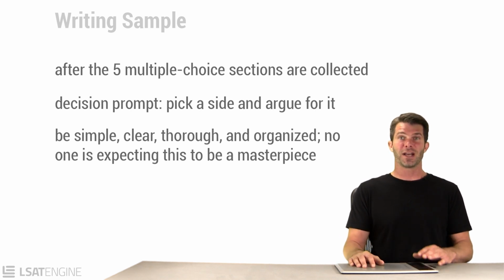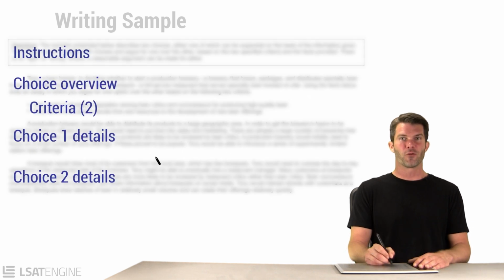Let's go ahead and take a look at an actual writing sample. The format of the writing sample is consistent from test to test. It's always some instructions, an overview of a choice you have to make, a couple of criteria, and then some details.